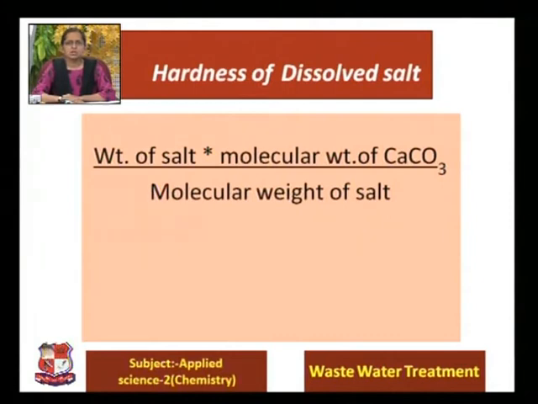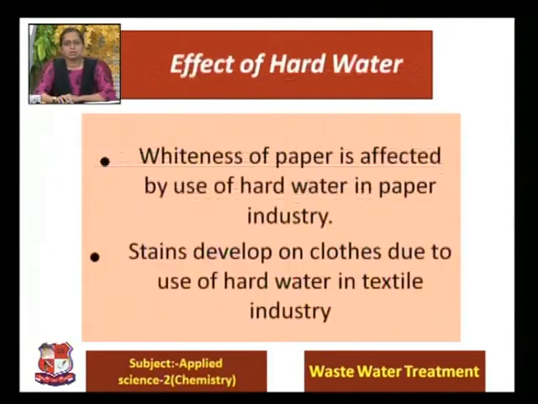That is, you can use this formula: weight of the salt into molecular weight of calcium carbonate divided by molecular weight of the salt. This one has to be remembered. So this is actually the hardness of the dissolved salt. This turns out to be weight into 100 divided by molecular weight of the salt. So this is the formula for the hardness of water.